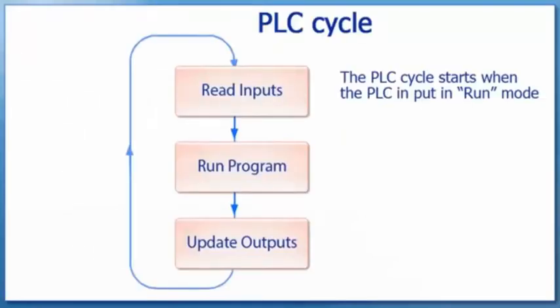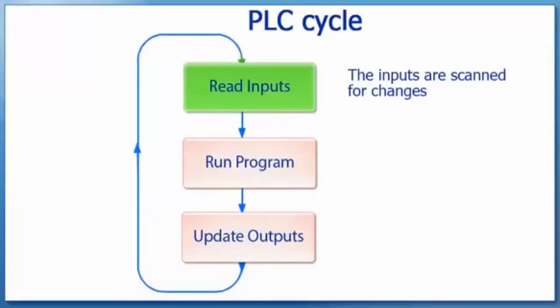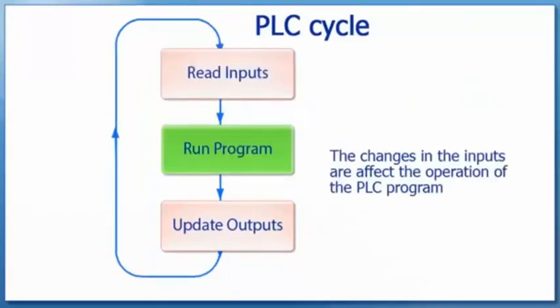When the PLC is placed in run mode, the PLC completes this cycle of operation one step at a time. First, the inputs are scanned for any changes. Those changes are then implemented into the PLC program. The PLC program is executed one step at a time. Any changes to the inputs that were detected during the input scan are incorporated into the program. If the input changes whilst the PLC is in run program mode, then it isn't acted upon until the PLC cycle returns to read the input part of the cycle.